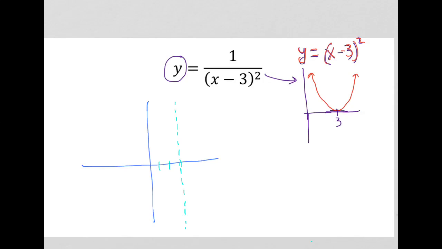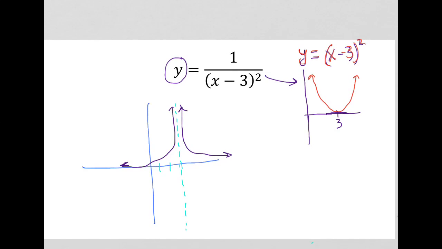Well, if you look at that red function, we only have positive y values for that function, (x minus 3) squared. For that reason, we're only going to have positive branches over here. I'm still going to have my horizontal asymptote at y equals 0. But in this case, both of my branches are going to be positive. They're both shooting up towards positive infinity, towards that asymptote, and then leveling out at 0.